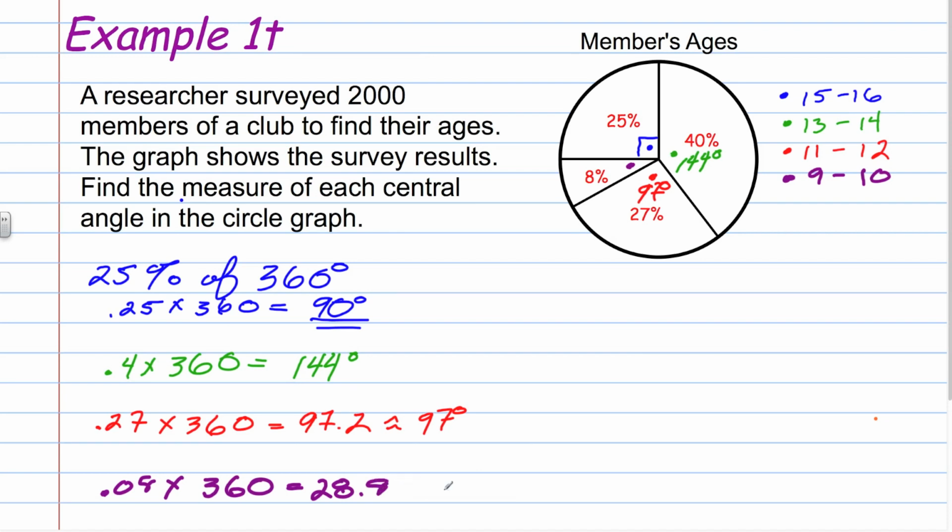And when you round that, that becomes 29. So in here, you'd have 29 degrees. And to check your work, you just go back and add these values up, and you'll see that they will add up to 360 degrees.